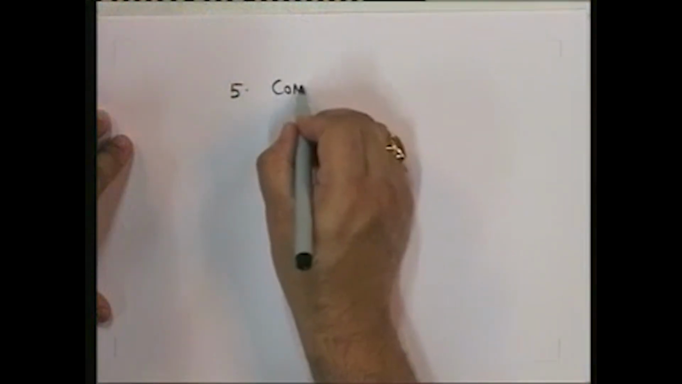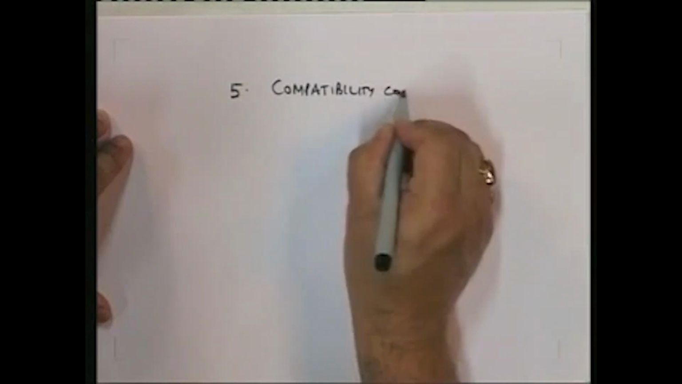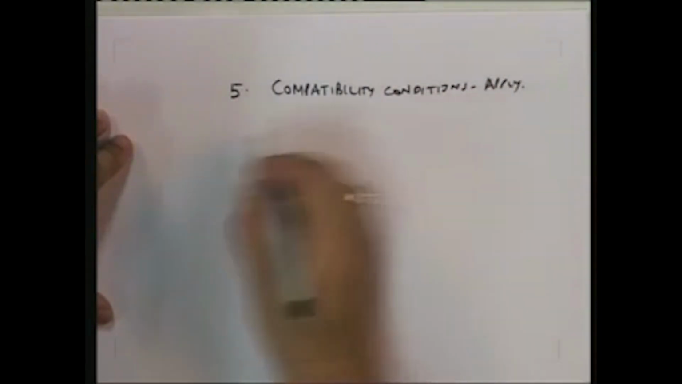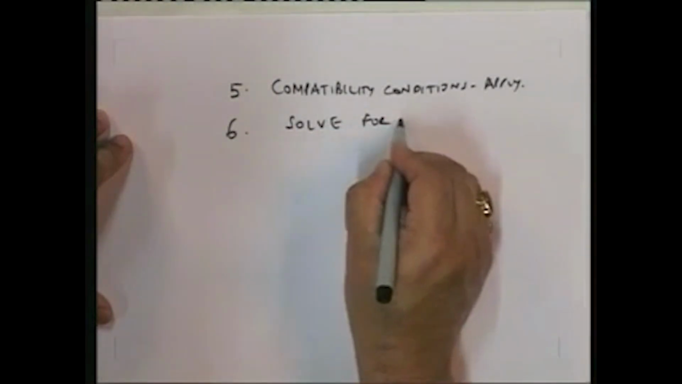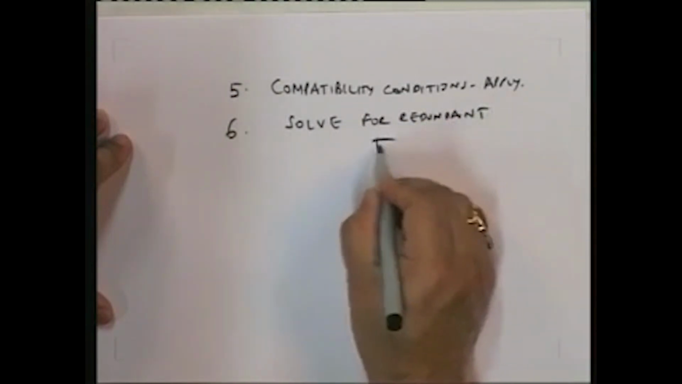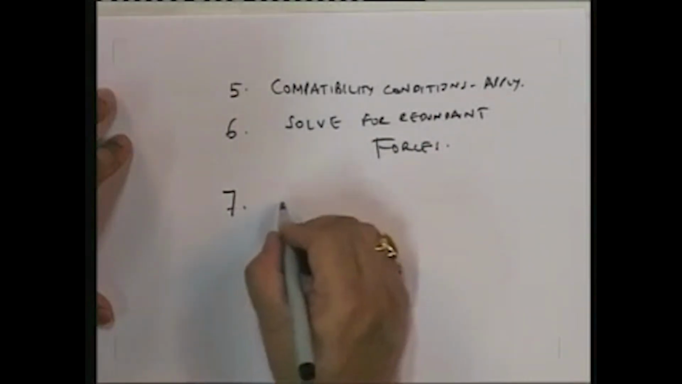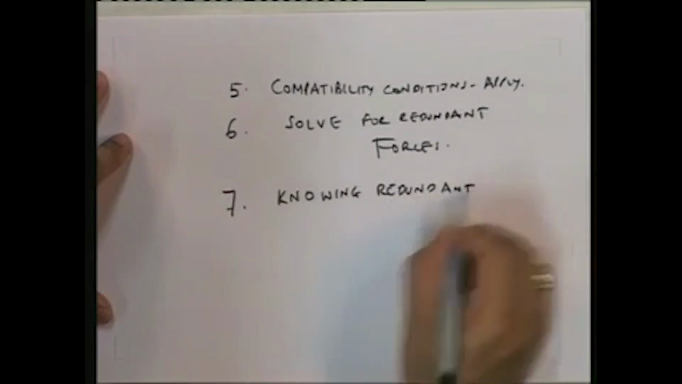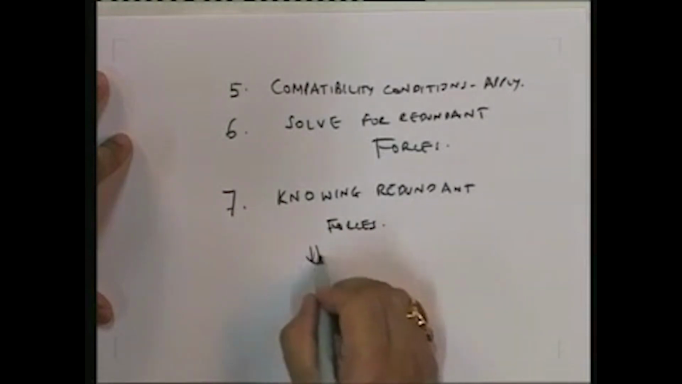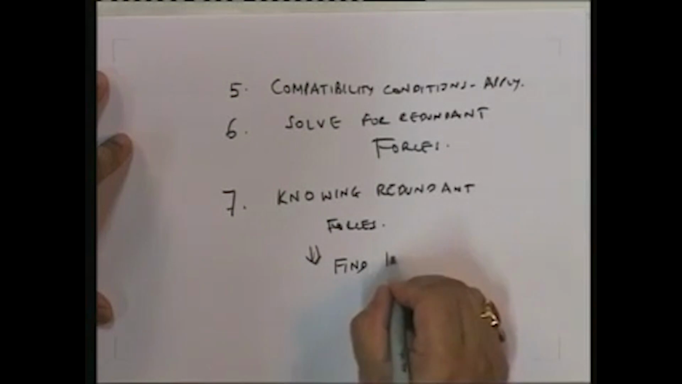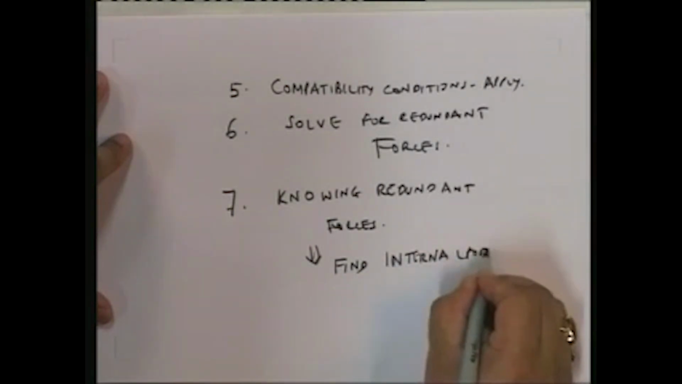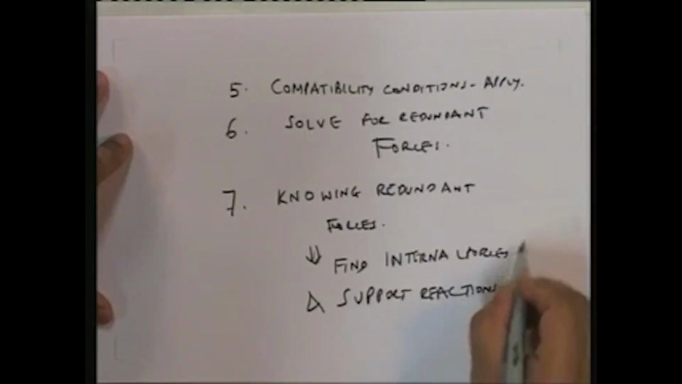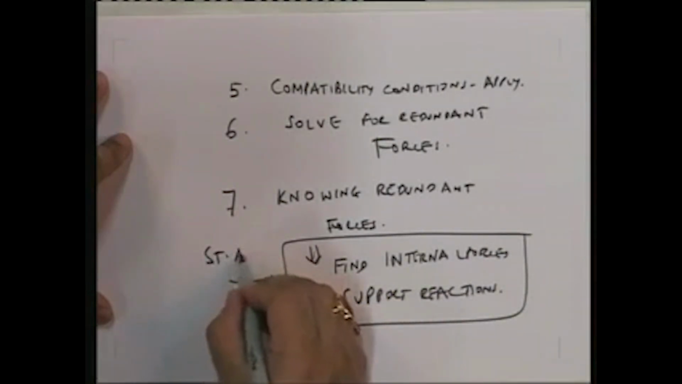So once you find the deflections, this we've already done, then the next step, 5, is compatibility conditions. Apply compatibility conditions, and from that solve for the redundant forces. And 7, knowing redundant forces, find internal forces and support reactions. This is your structural analysis.